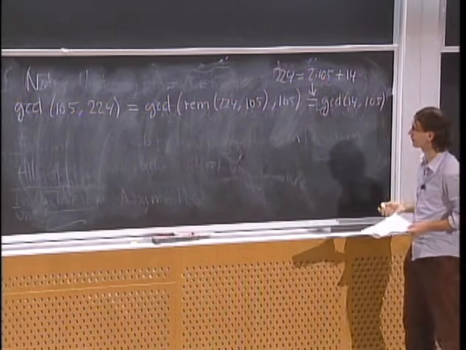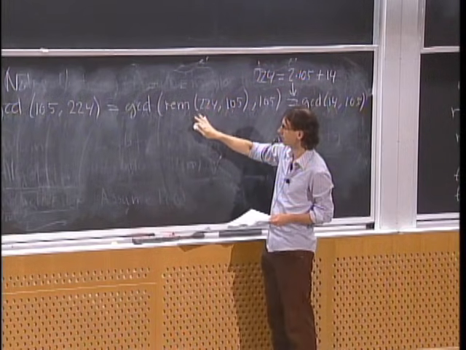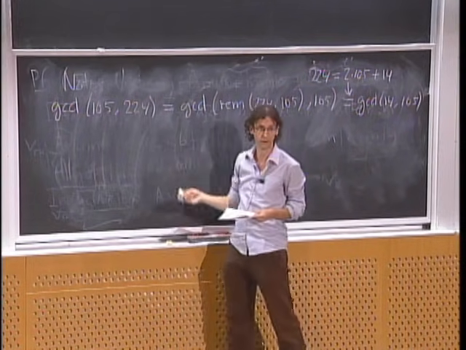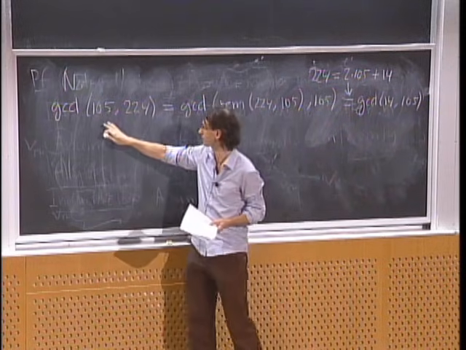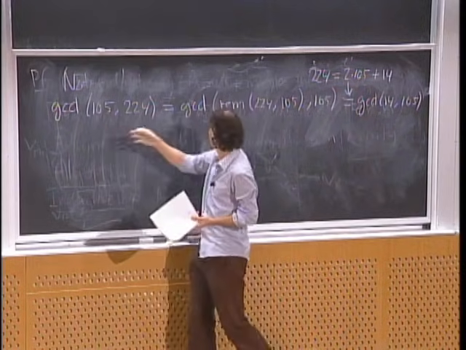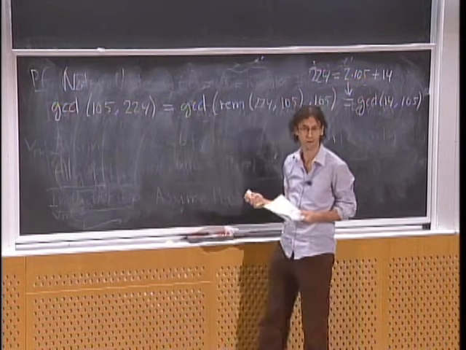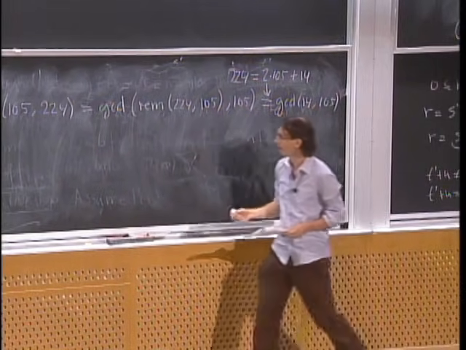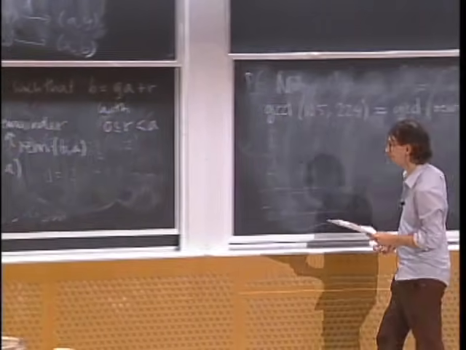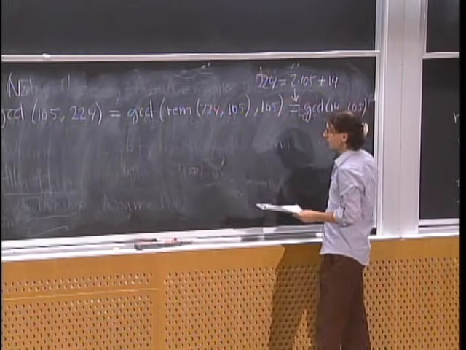Now why can I do this? Well, I'm essentially just subtracting 2 times 105 from 224. The greatest common divisor that divides 105 and 224 also divides 105 and a linear combination of 105 and 224. That's essentially what we are using, and that's actually stated in this lemma, and that's what we would like to prove. So let's continue with this process and do the same trick once more.